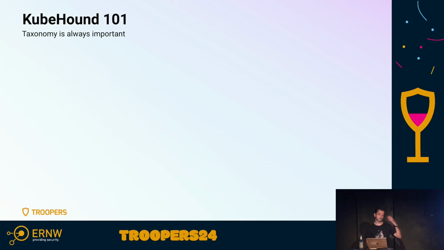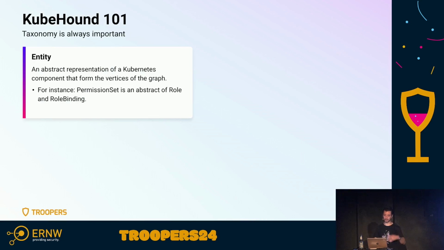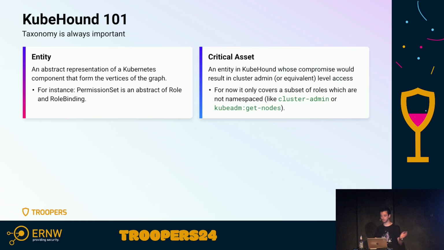So in the Kubernetes world, you have entities. An entity is an abstract representation of a Kubernetes object. Usually when you have a container, we call it a container, but sometimes we had to add our custom entity. Permission set is one of them. It doesn't exist in the Kubernetes world, but we made it as an abstraction over role and role binding for engineering reasons. I will come to that a little bit later.